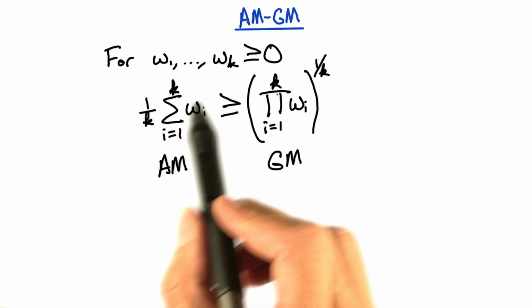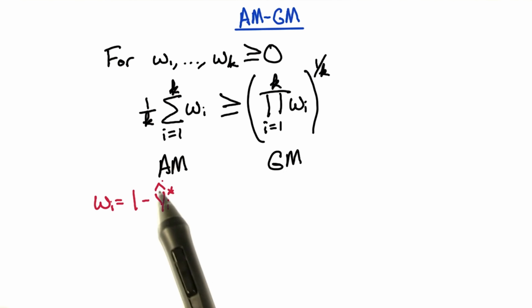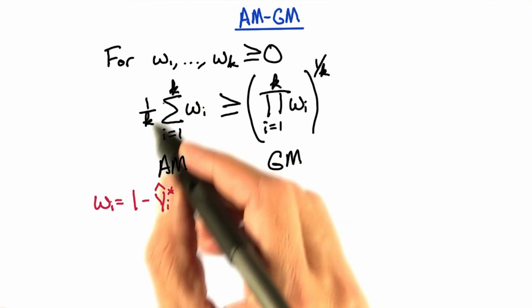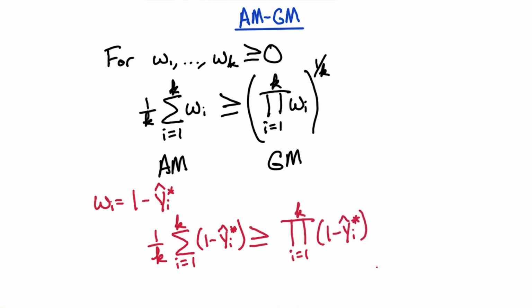Now how do we relate this to our problem? Well, we're going to set wi to be 1 minus yi hat star. And then the arithmetic mean is 1 over k times the sum of 1 minus yi hat star. And this is at least the geometric mean, which is the product over i of 1 minus yi hat star, and then we take the kth root of the right-hand side. Now alternatively, instead of taking the kth root of the right-hand side, we can take the kth power of both sides, and we have the following inequality. This is the one we're going to use.